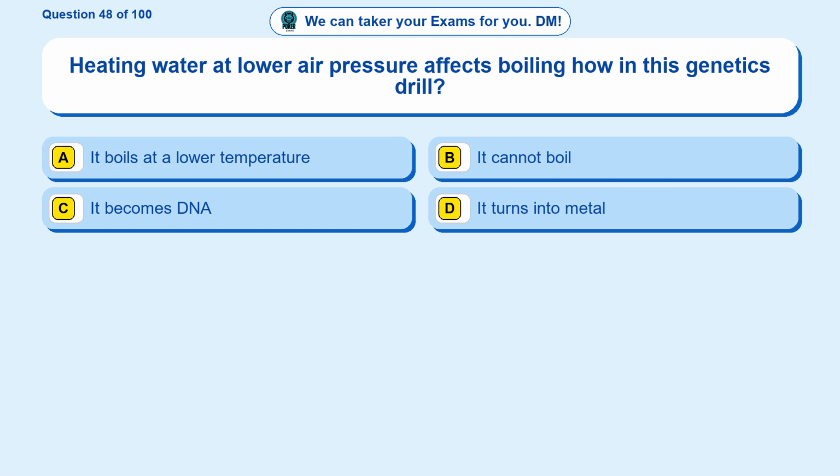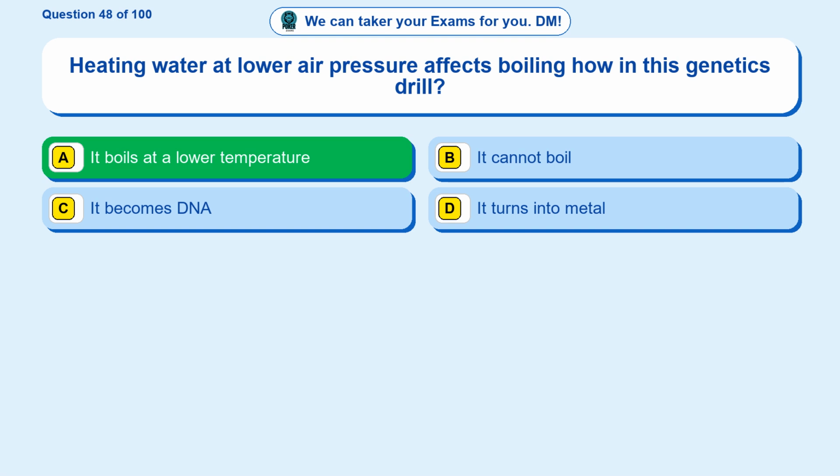Question 48. Heating water at lower air pressure affects boiling how in this genetics drill? Option A. It boils at a lower temperature. Option B. It cannot boil. Option C. It becomes DNA. Option D. It turns into metal. The correct answer is option A.